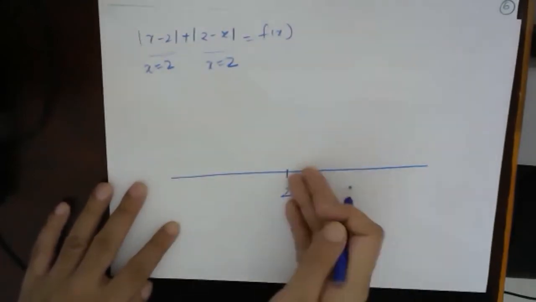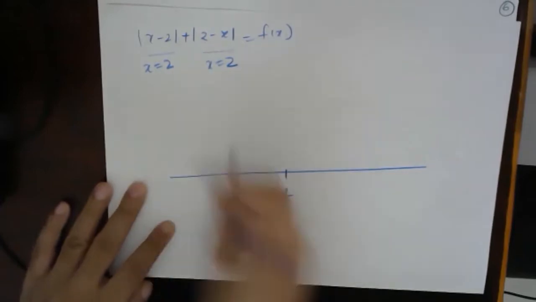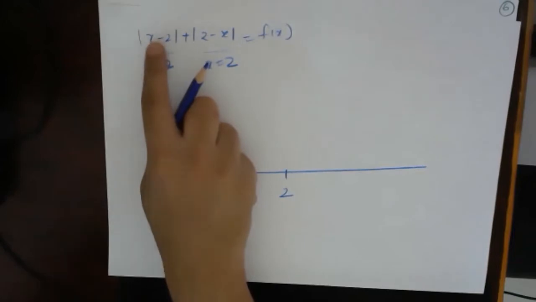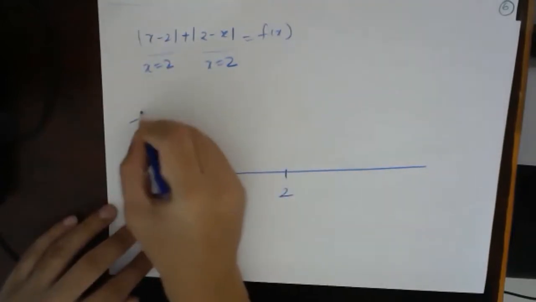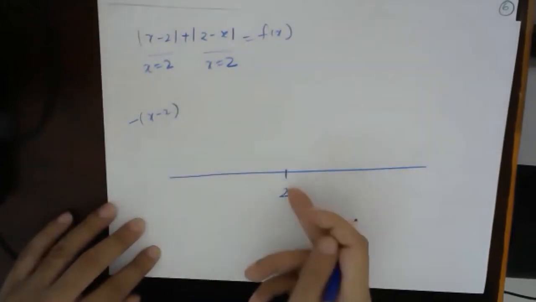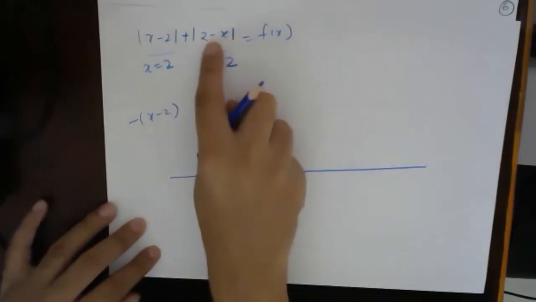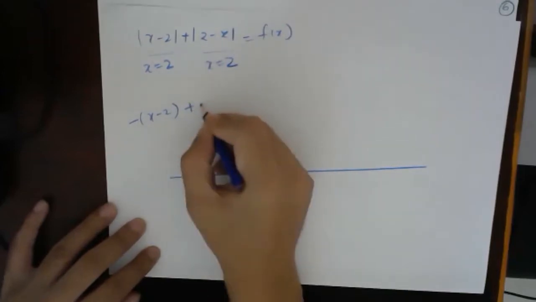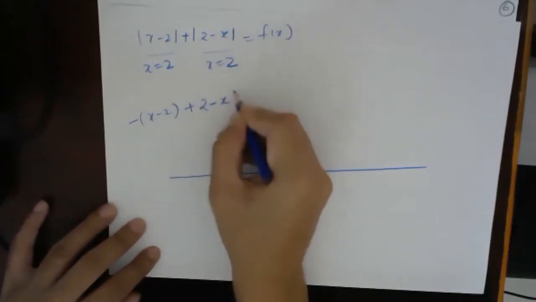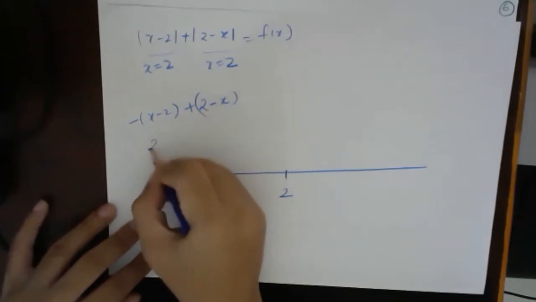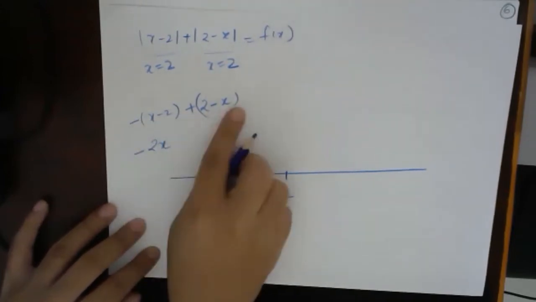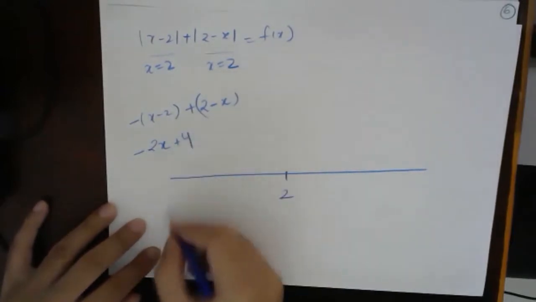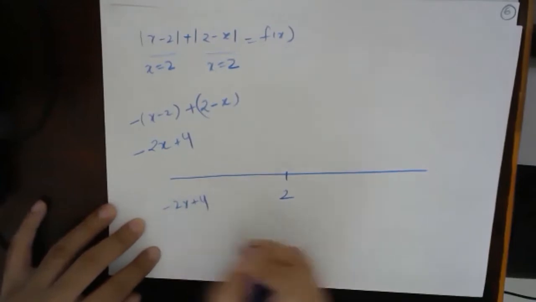First division, let's take 0. Before 2, 0. So 0 minus 2, negative. Anything before 2 will be negative. So this will open with a negative sign. So this is minus of x minus 2. Before 2, let's take 0. 2 minus 0, this is positive. So this will open with a positive sign. So this will become minus of 2x, sorry, minus of x minus 2 plus 2 minus x, so it will become minus 2x plus 4.